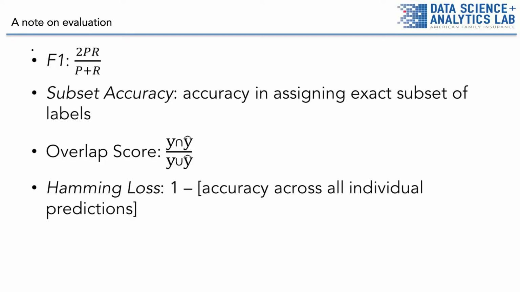Overlap score is very similar to IOU in image segmentation, taking the intersection between the predicted and gold standard labels divided by the union of the two, so allowing for partial credit, much like F1. And then Hamming loss is just the total number of 0, 1 misses across all of the individual instance-label combinations in the test set.